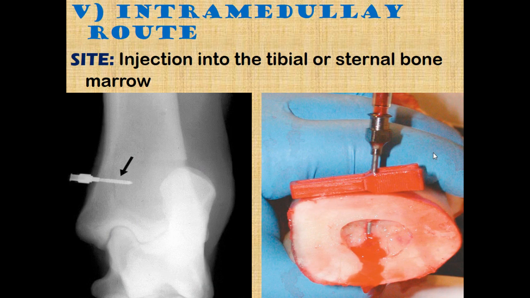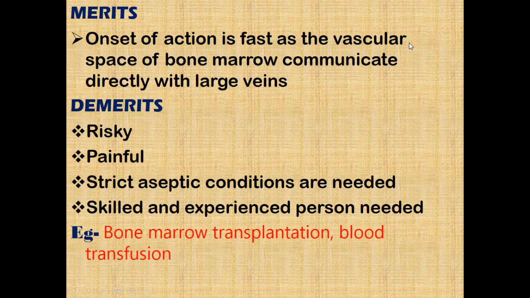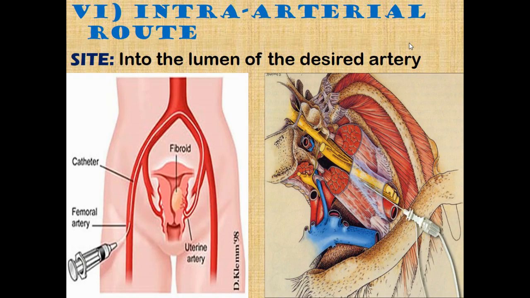Then intramedullary route; here you can see how they give the intramedullary route. Injection into the tibial or sternal bone marrow. Then it's very risky and painful. Aseptic condition should be maintained, and it's mainly used when you want to stimulate the bone marrow, for transplantation and blood transfusion.